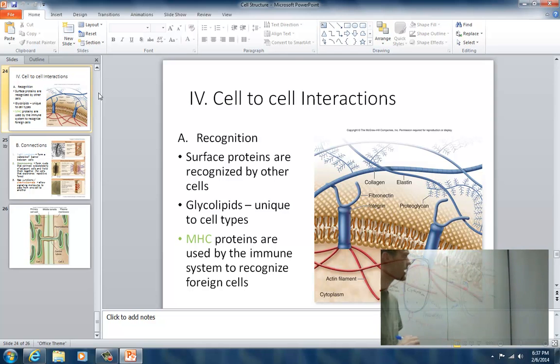All right, I'm not going to draw the animal cell, but if you drew an animal cell, you'd also have your peroxisomes, your lysosomes, vesicles. Right.